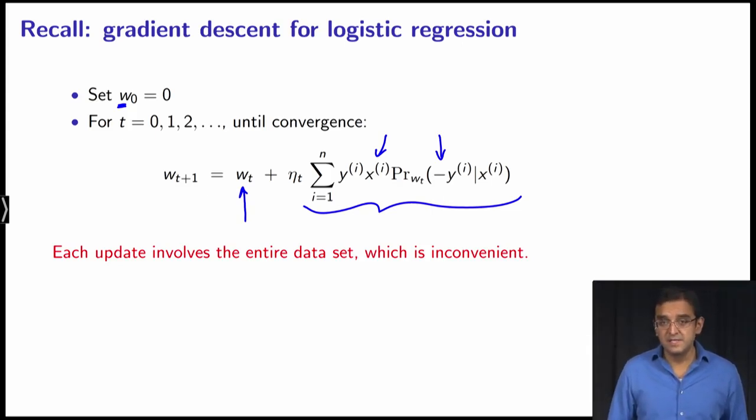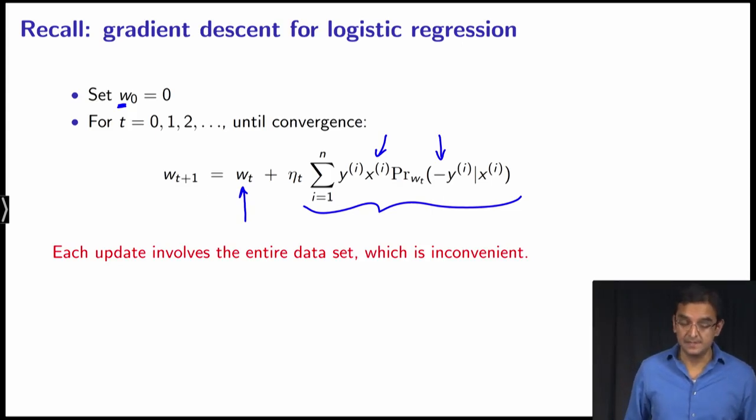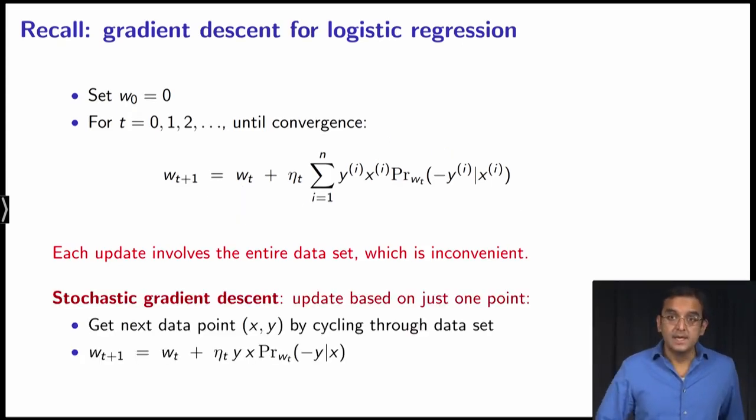Because of this, in situations where there is a lot of data, there's a popular alternative to this algorithm called stochastic gradient descent. And this is shown over here. Okay? So it does much the same thing. It again initializes w to 0 and keeps doing updates. But now each update is based on a single data point, not on the entire data set. As a result, the updates are very quick.